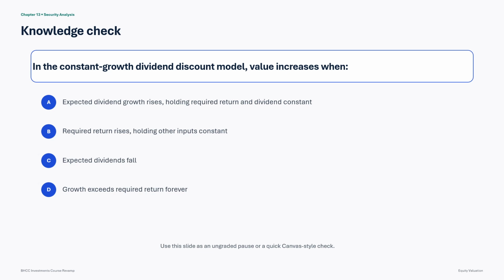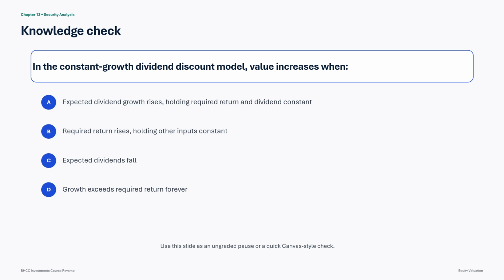Here is the knowledge check. In the constant growth dividend discount model, value increases when A, expected dividend growth rises, holding the required return and dividend constant. B, the required return rises, holding other inputs constant. C, expected dividends fall. Or D, growth exceeds the required return forever. Pause for a moment and choose your answer.